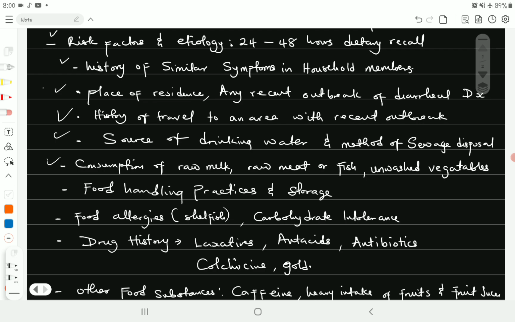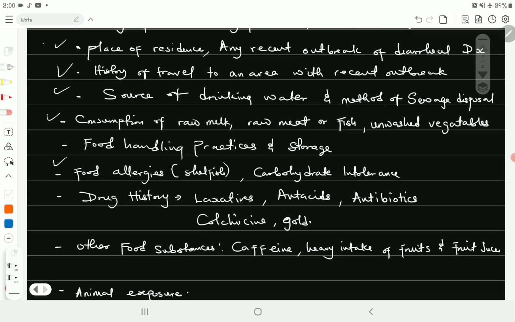If these are important histories, then you also need to ask about food allergies. Some persons react to shellfish, and the way they present is acute gastroenteritis. So you also need to ask about carbohydrate intolerance. Some persons have lactose intolerance, so when they eat milk products, they start having diarrhea.